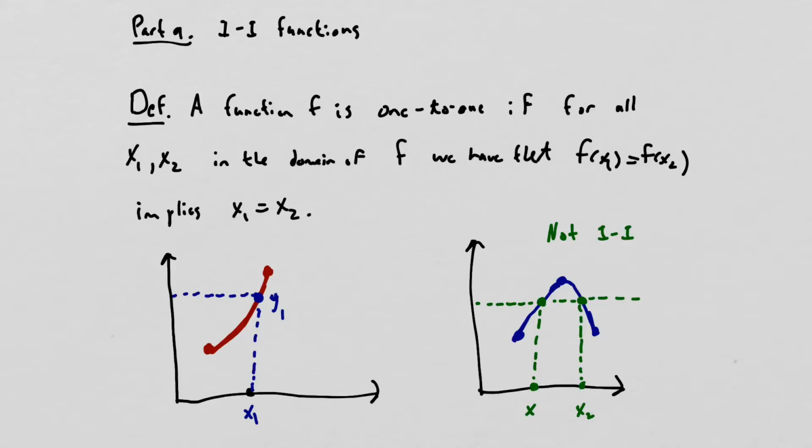So let's go ahead and just recall the horizontal line test. And the horizontal line test states the following. A function is one-to-one if and only if no horizontal line intersects the graph more than once.